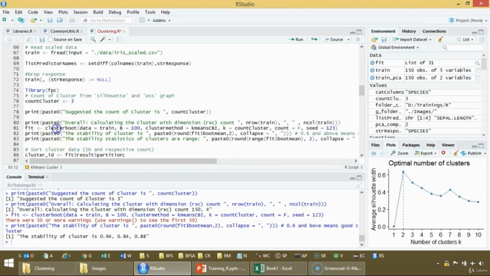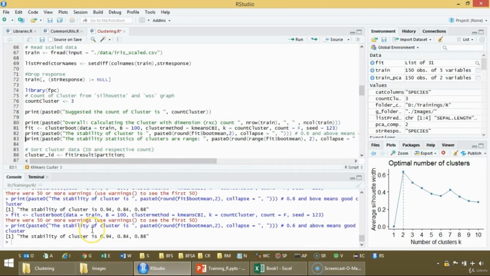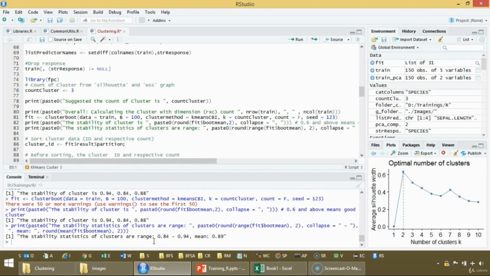So let me show you. I'm running line 81 again and 82 again. So if you see, this time it has given me the same number because here the seed I have set is 1 2 3. So every time I'll be getting this one. Okay. So now let us look at another thing. This is saying our range is around 84 to 95% and the average is around 89%. So it is good. So 0.6 and above is good as per the industry standard and the experience of other people.